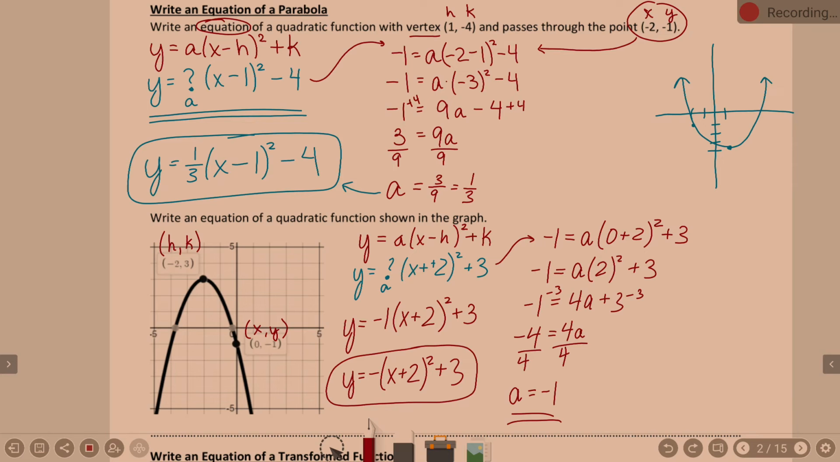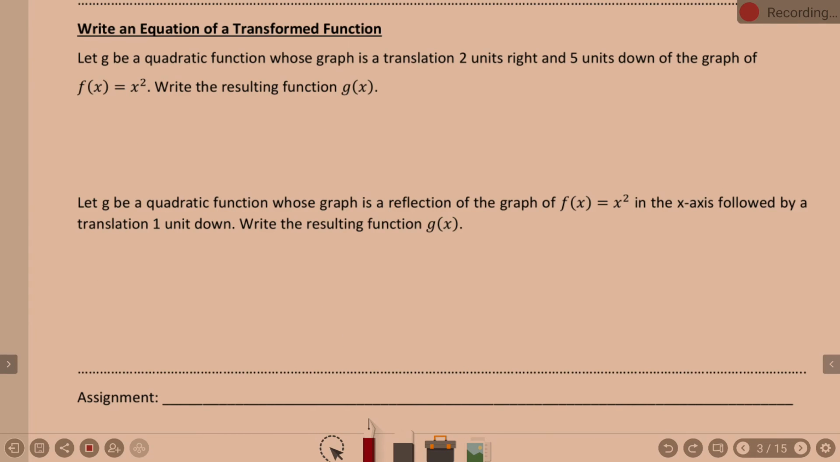Okay. Got the idea? Yep. One more topic then. On this last section, we're going to reverse what we've been doing a lot. We've been looking at equations, and you've been telling me, okay, these are the transformations. These are the things done to the equation. Now, you're going to be given the transformations, and we have to write the equation. So we're kind of going backwards on that chart here.